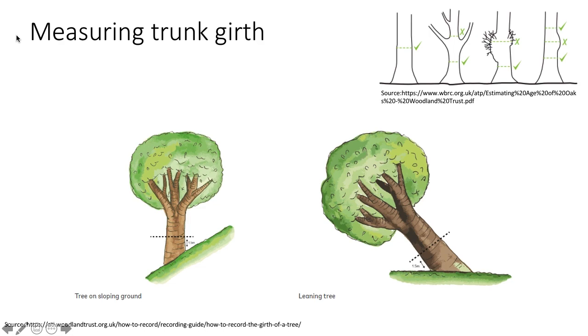And then we've got two diagrams here of where to measure if you are measuring a tree that's on a slope, or if you're measuring a tree that's at an angle, it's maybe falling or fallen.